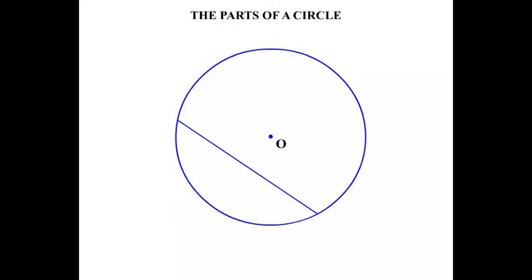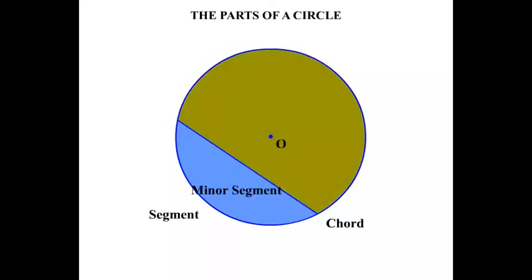This line here, though, doesn't go through the centre. From one side to another point on the circle is known as a chord, and it cuts the circle into 2 parts. That part there is known as a segment. In this case it will be the minor segment, and the larger one will be the major segment. So just remember, one of the smaller ones is the minor segment, the bigger one the major segment.